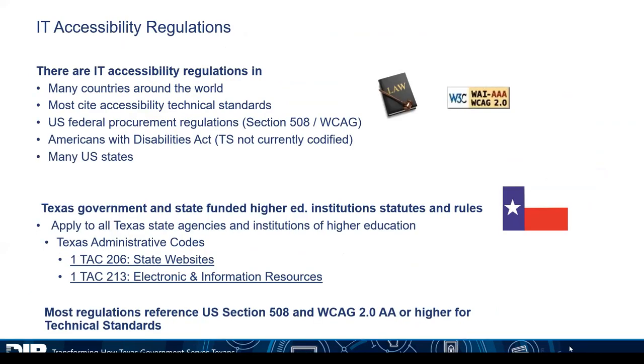So there are regulations all over the world. Most countries cite accessibility technical standards such as WCAG. You've got the federal procurement regulations, and it's always important to call out that US Section 508 is a federal procurement regulation that applies to federal government agencies. However, many other government bodies and other people do point to it, reference it, and pick it up.